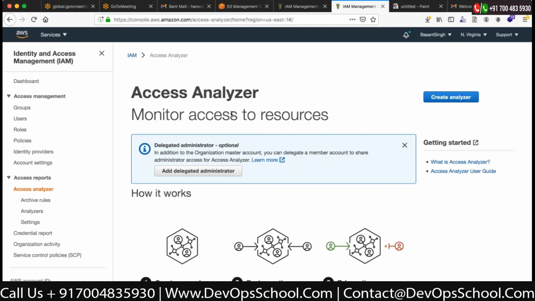So it's a new service which monitors access to the resources and what actions have been taken. Do you have any administrator account? How many administrator accounts do you have? And are you using proper compliance, key rotation, and so on? You can think of it as a kind of scanner which scans all your accounts and gives you the list of the accounts which are not following the compliance.